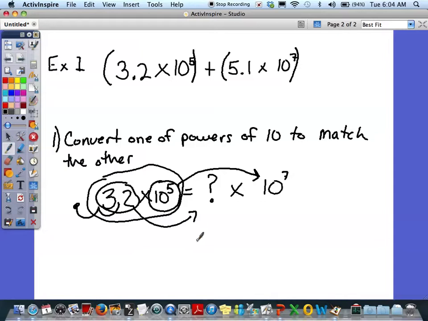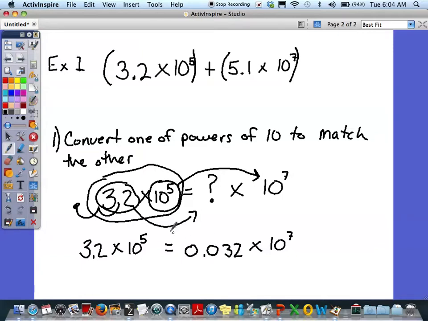In other words, I can say this number is 32 thousandths times 10 to the 7th, and I can say that means the same thing as 3.2 times 10 to the 5th. Because I made the exponent on my power of 10 larger, but I made my multiplier smaller by a factor of 10 to the second, or 10 to the negative second, depending on how you want to say it. So that's one way we can do it.